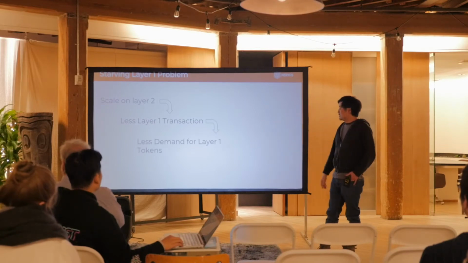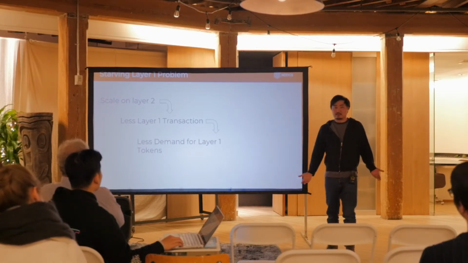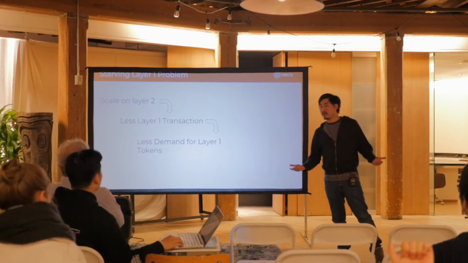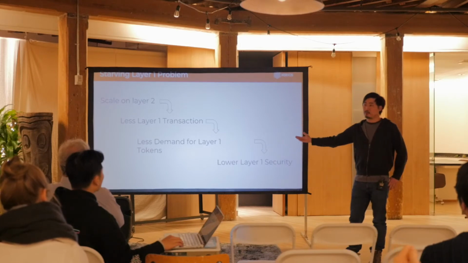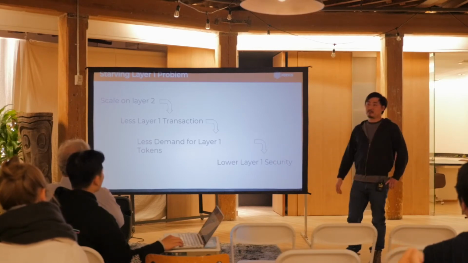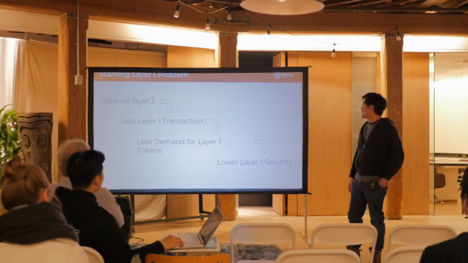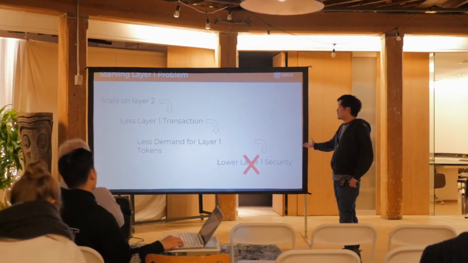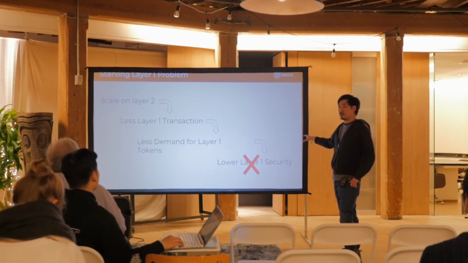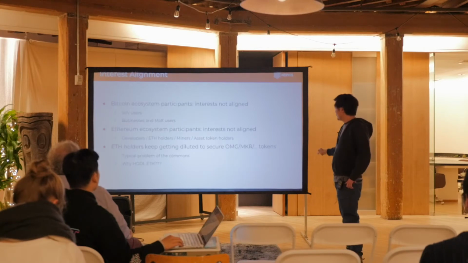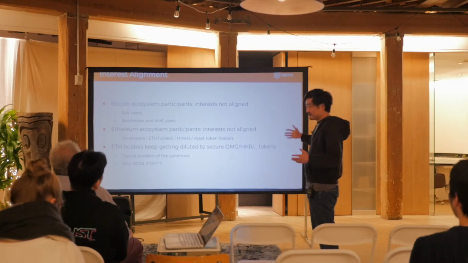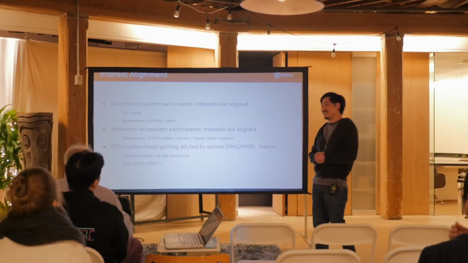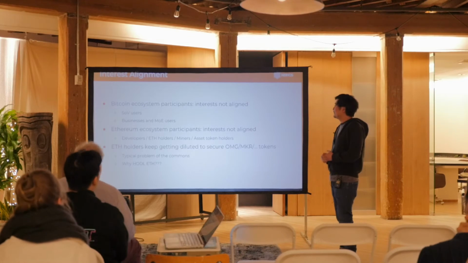Which leads to this: if the layer 1 token is designed to facilitate transactions, that means there's less demand for the token. What happens when you have less demand for a token? Then the token price will be lower, which means lower layer 1 security, and this is not what we want. Remember the first slide, the ideal token economics: you have to make the blockchain sustainably secure in the long term. Again, we're just talking about problems. I'm sorry, I'm not revealing our own design yet, just setting the stage.